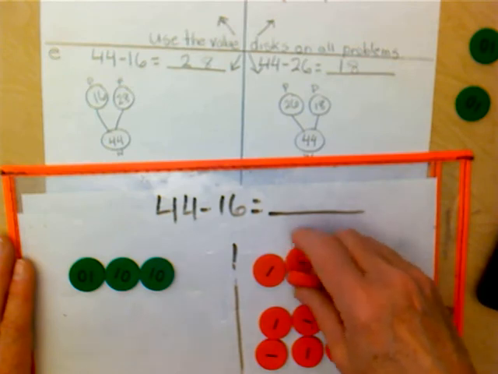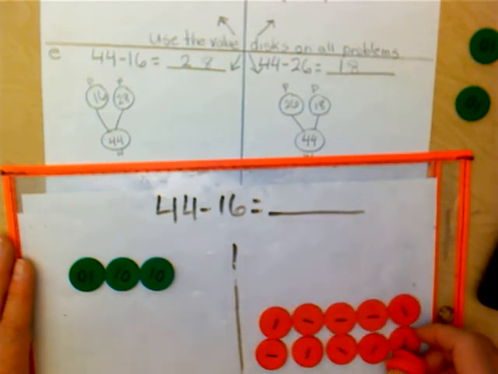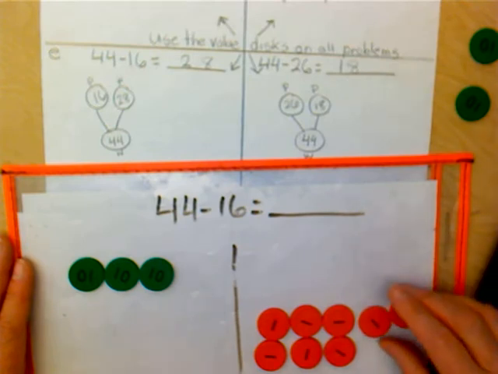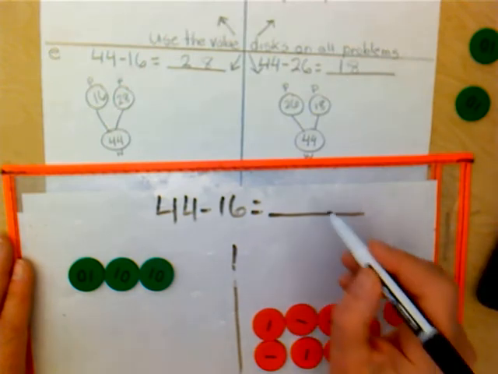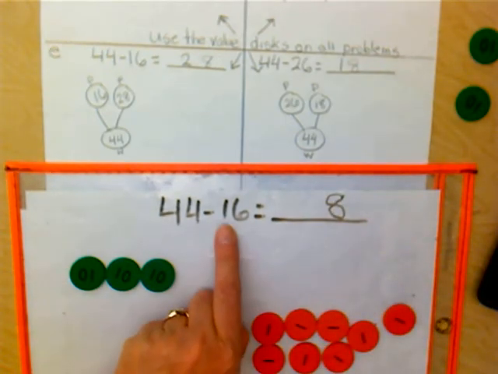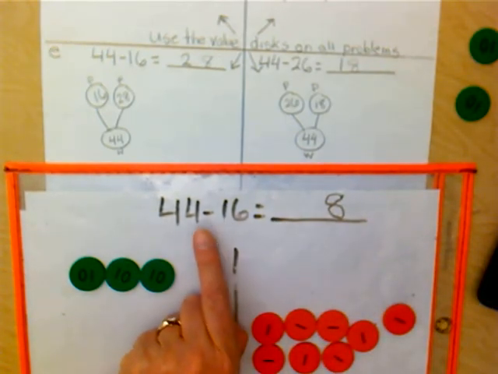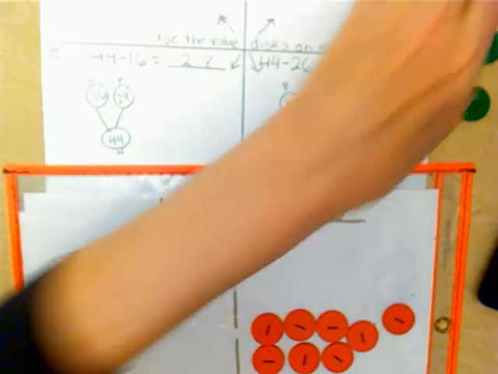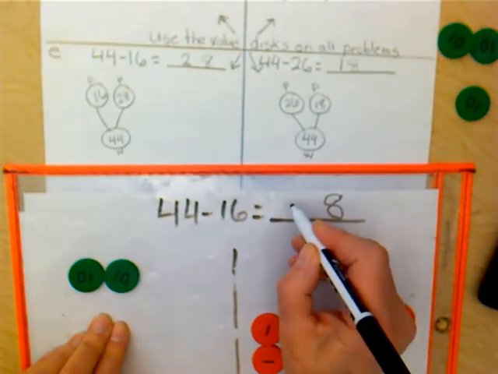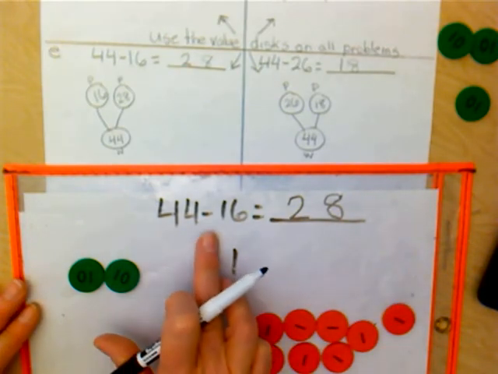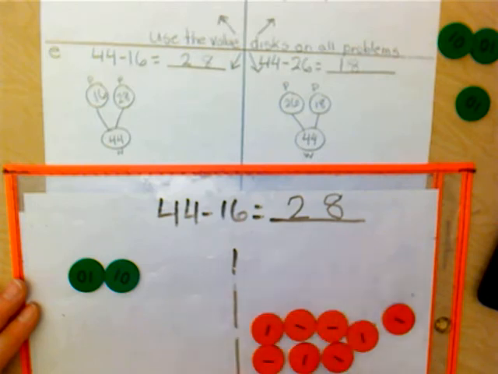1, 2, 3, 4, 5, and 6. I'm going to take those away, and I can see that that leaves me with 8. So there's my 8. But I also have to remember that I have to take away 10 from my tens. So I'm going to take 10, which leaves me with 2 tens and 8. Therefore, 44 take away 16 is 28.